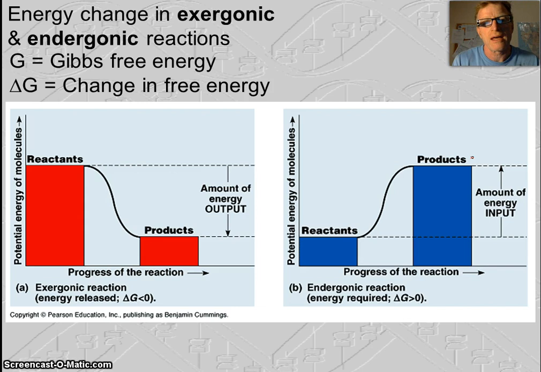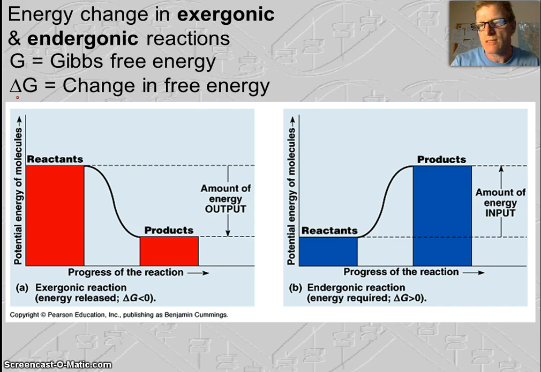So those chemical energy transformations can involve high energy reactants producing low energy products, and that means that there is a loss in free energy within those molecules. So that means that the change in free energy, which we're going to call delta G, is going to be negative. So anytime we release energy from molecules, we have a negative delta G. We're losing free energy within those molecules.